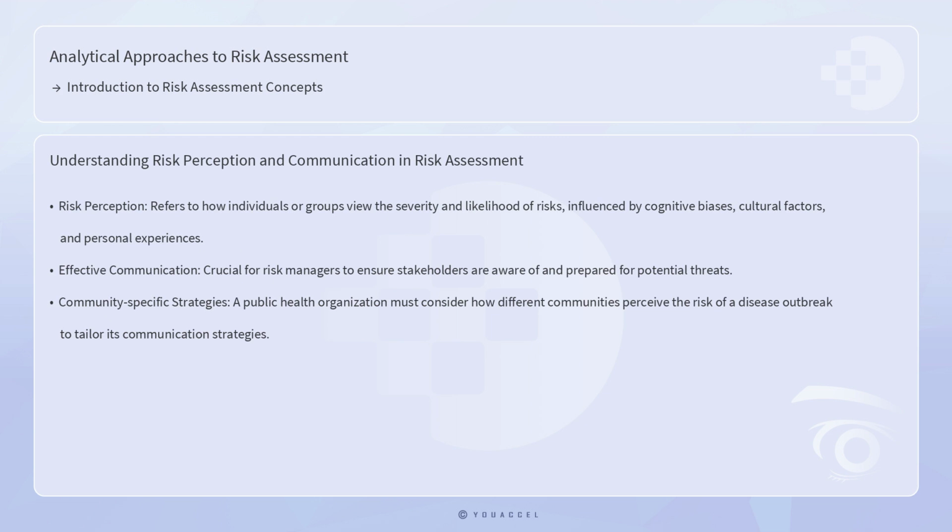Effective risk assessment also requires a thorough understanding of risk perception and communication. Risk perception refers to how individuals or groups view the severity and likelihood of risks, which can be influenced by cognitive biases, cultural factors, and personal experiences. Understanding these perceptions is crucial for risk managers to communicate risks effectively and ensure that stakeholders are aware of and prepared for potential threats. For instance, a public health organization must consider how different communities perceive the risk of a disease outbreak to tailor its communication strategies accordingly.